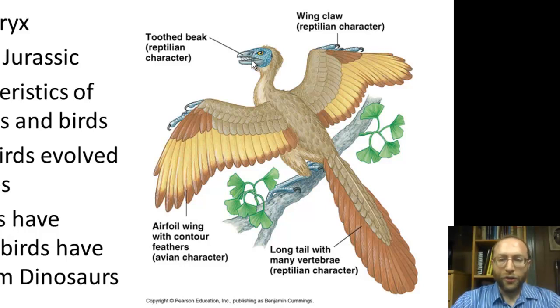Another reptilian feature is that it had a toothed beak. Birds today don't. And it had claws on its front limbs. Today there's only one species of bird which has just one claw instead of two, and only as a juvenile. So from this, scientists concluded that birds evolved from reptiles.